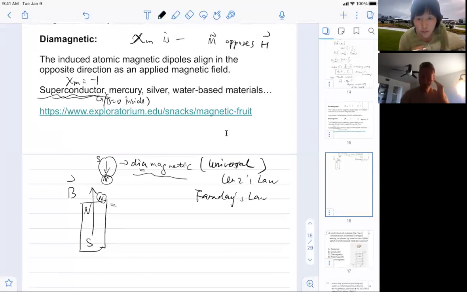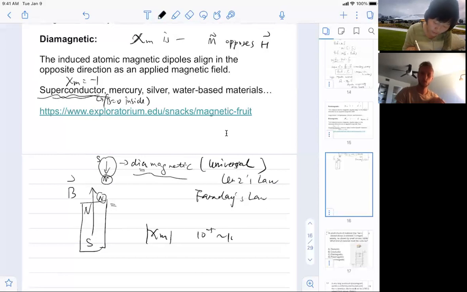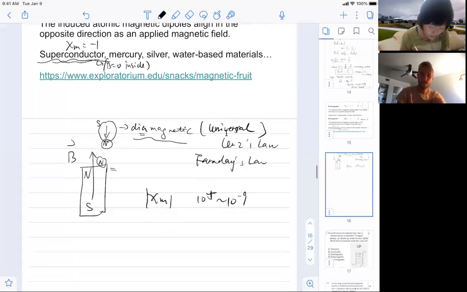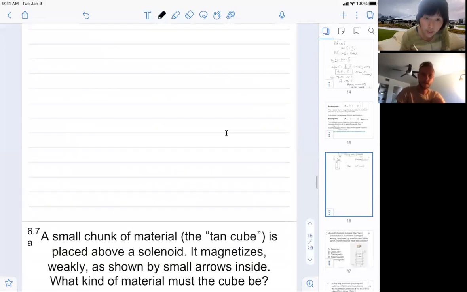We will have a tutorial on this, if not, I think next week we'll have a tutorial on this stuff. For normal materials, chi is very small, somewhere on the order of 10 to the -5 to 10 to the -9. A superconductor is the one that is the biggest in terms of magnitude of chi.